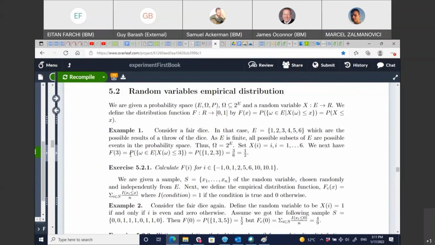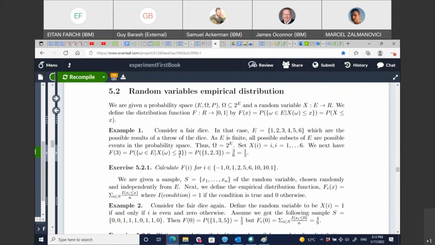So I can ask myself, what is the probability of getting a value that is less than 3? This is here. Probability of getting a value of the random variable that is less than 3. So you see, look at the notation here. The probability of getting an element out of the possible events for which the random variable, which is the identity, is less than 3.